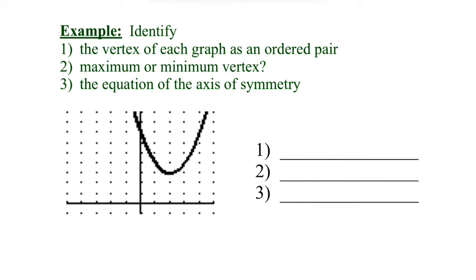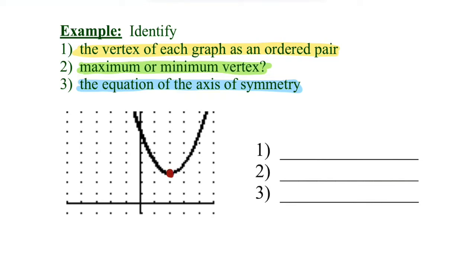So in this first example, we're going to identify three things. We're going to identify the vertex of each graph as an ordered pair, the maximum or minimum of the vertex, and the equation of the axis of symmetry. So let's get started with number one.